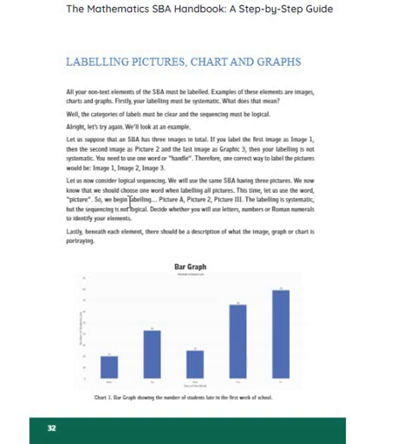So we will begin labeling picture A, picture 2, picture 3. The labeling is systematic, but the sequencing is not logical. Decide whether you will use letters, numbers, or numerals to identify your elements. Lastly, beneath each element, there should be a description of what the image, graph, or chart is portraying. For instance, if we look at this bar graph, it says chart 1, bar graph showing the number of students late in the first week of school.